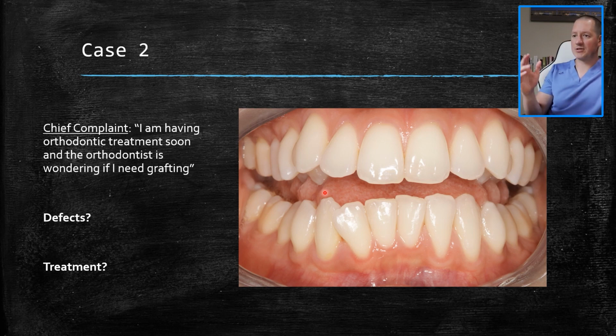So yes, I would absolutely recommend treatment, not only to address the recession, but also mostly for phenotype modification, thickening that gum tissue. That's how I would approach this case, right? An orthodontic case, lack of KT, some recession, definitely indications for treatment.